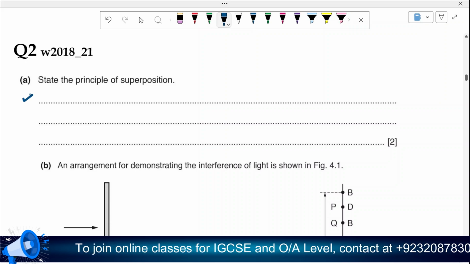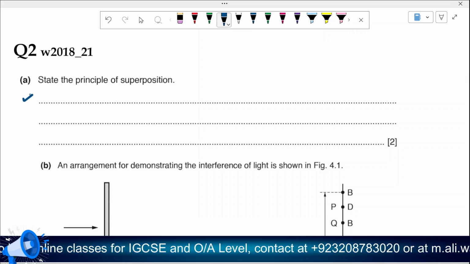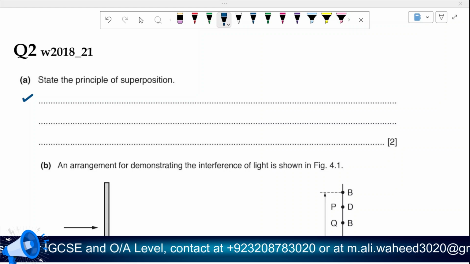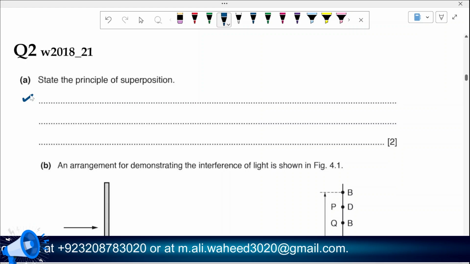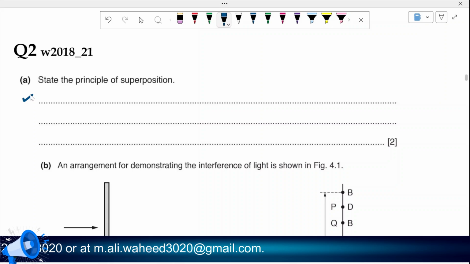Okay, so you can write it down by yourself. When two or more waves of the same type meet at a point, then the resultant displacement is the sum of their individual displacements.